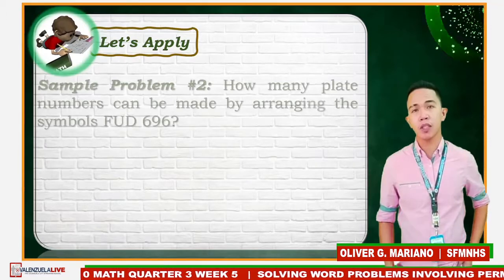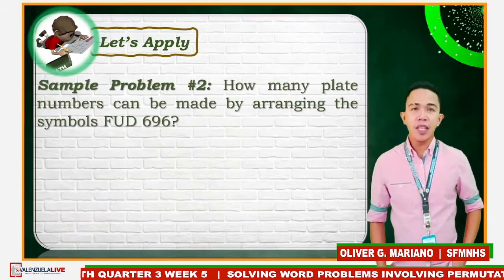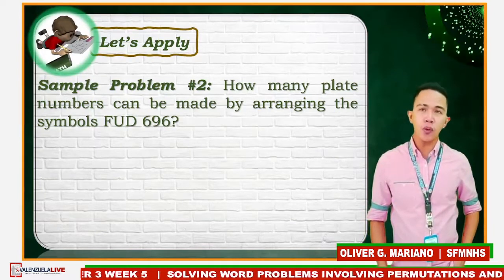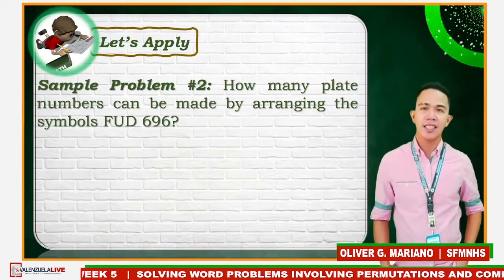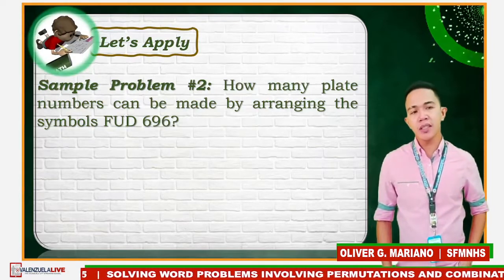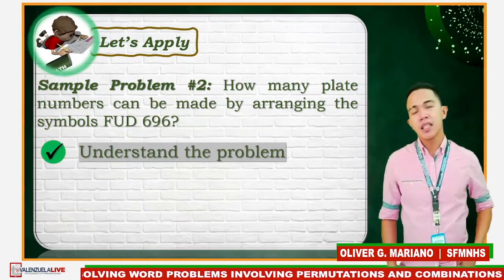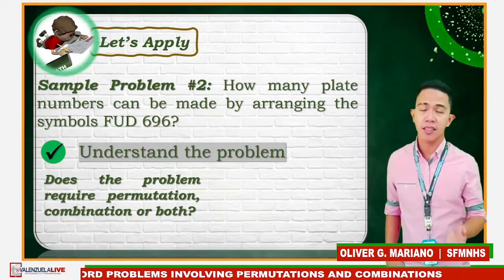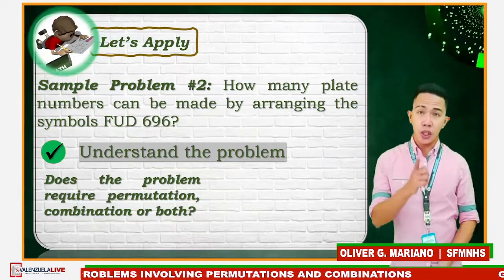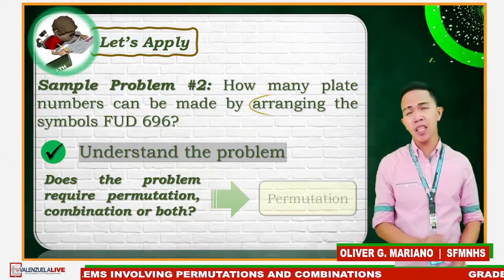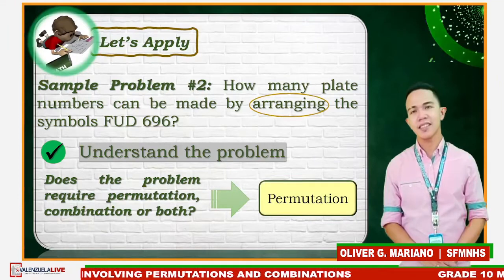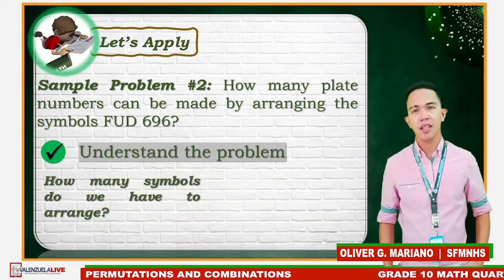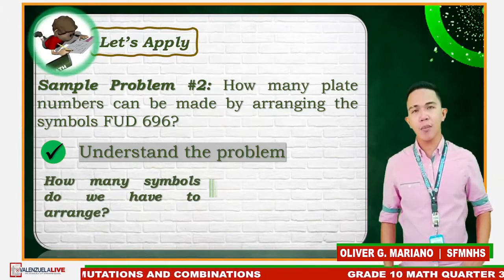Sample problem number 2. How many plate numbers can be made by arranging the symbols FUD696? First, we understand the problem. Does the problem require permutation, combination, or both? Yes, you're right. The problem involves permutation. How many symbols do we have to arrange? There are 6 symbols to be arranged.